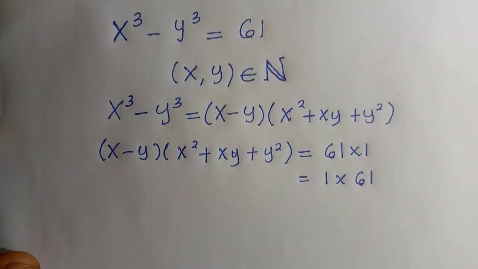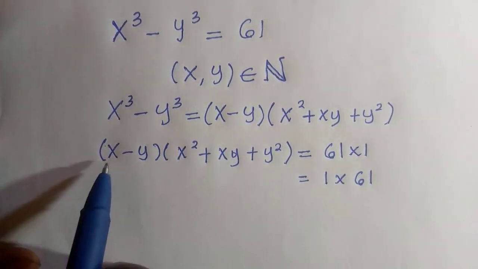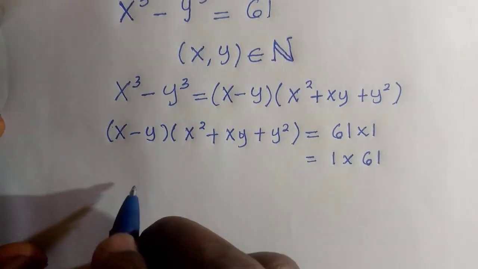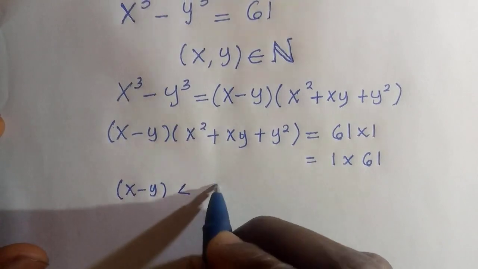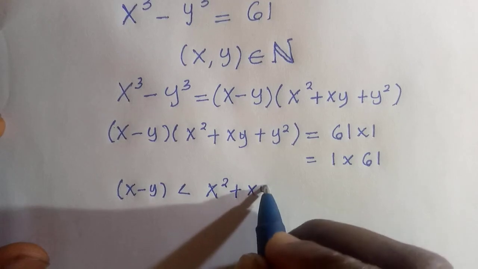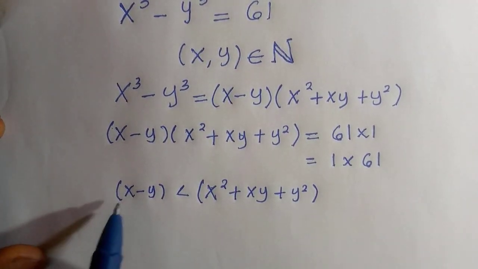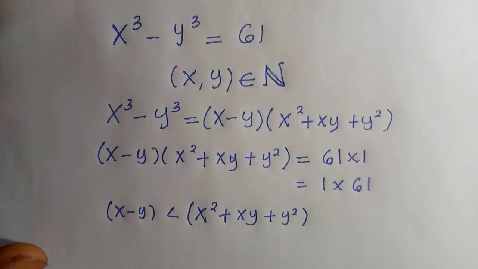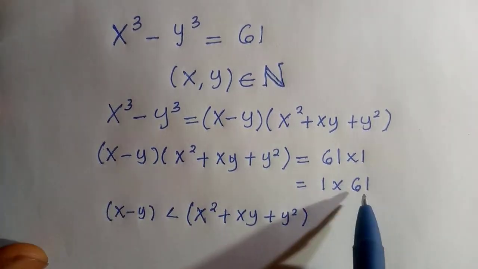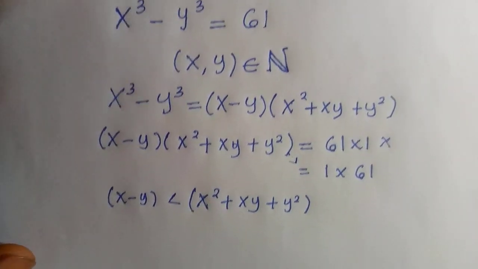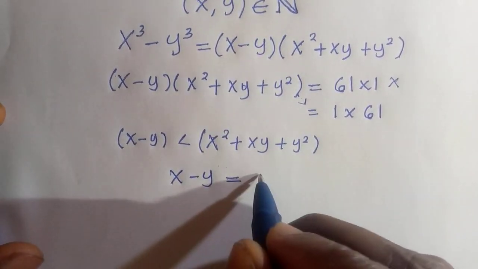Since we have x minus y equals to one of these, which one are we going to let x minus y equal to? We note that x minus y is always less than x squared plus xy plus y squared, no matter the values of x and y. So we make sure that x minus y is less than this. Therefore, we are not going for the first one, we are going for the second one. So x minus y equals 1.